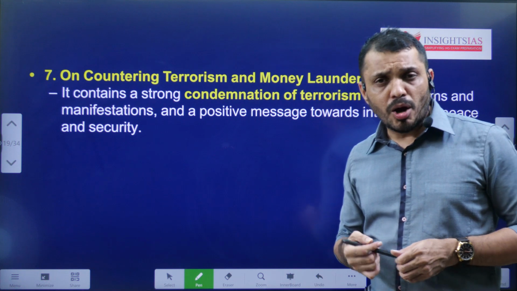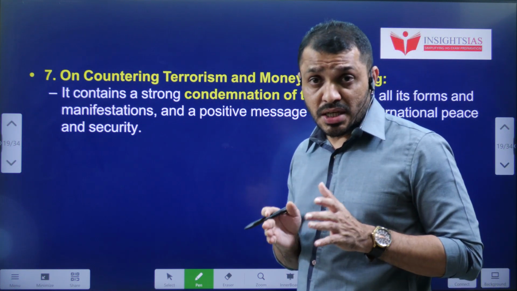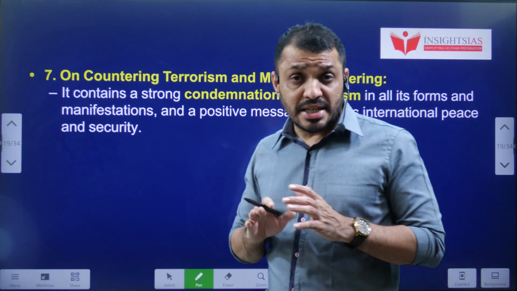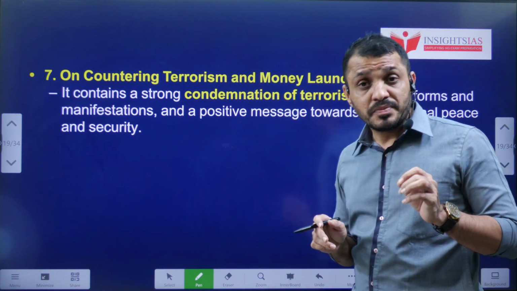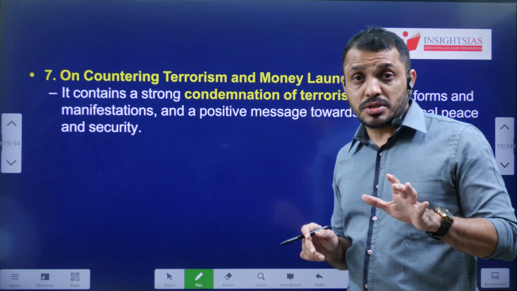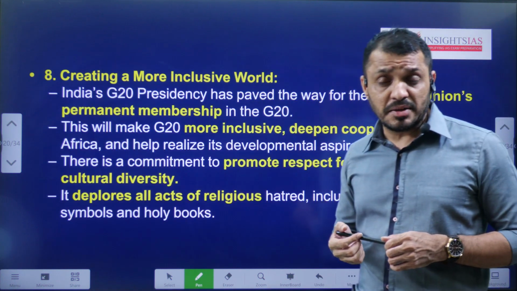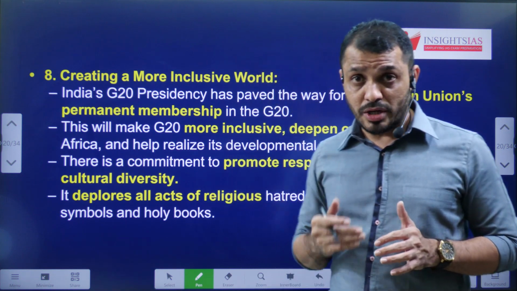Seventh one, all the members unanimously voiced against terrorism, and they also said that terrorism in any form must be faced, and it must be completely wiped out, along with money laundering, because India is also one of the countries which faced a lot of issues due to terrorism from our neighborhood nation.